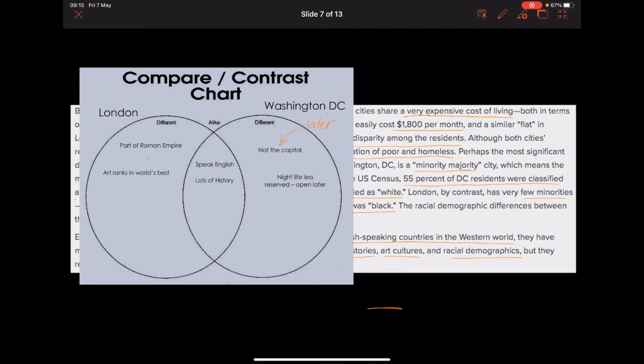In London, the art ranks in the world's best. And both cities have significant global, social and cultural influence. Okay, again, we see a lot of American movies and things like that, and that is across the world. Washington appears to be more diverse, but London has a much richer past. The cost of living is very similar, meaning very high. London seems to have better theatres, well known for bars and pubs.